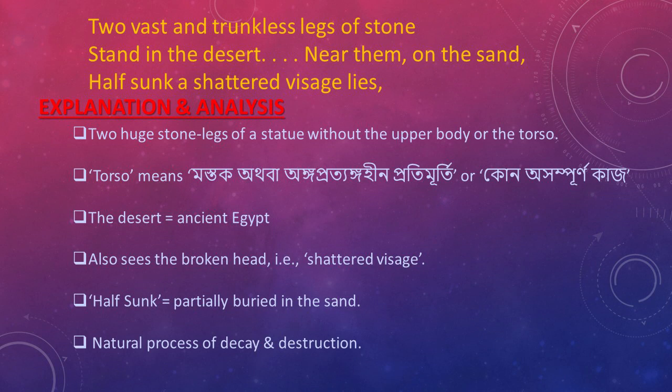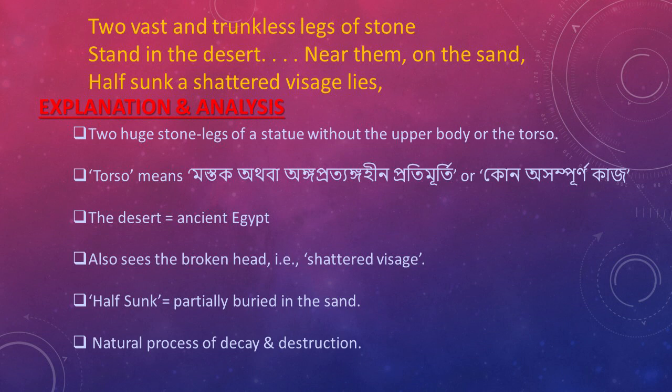So here the traveler told the narrator that he saw two huge stone legs of a statue in the middle of a desert. Trunkless suggests the legs were standing there without the upper body or the torso. The desert indicates that it was ancient Egypt. Near the standing legs, he also came across the broken head, shattered visage of the statue that was partially buried in the sand. Visage means face, but it implies a head here.